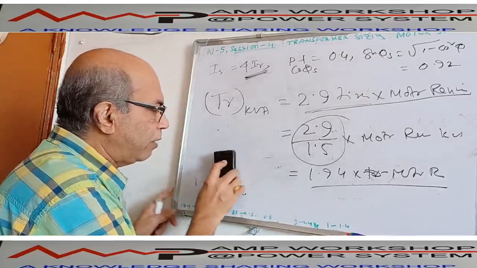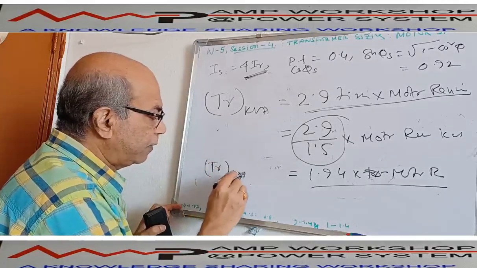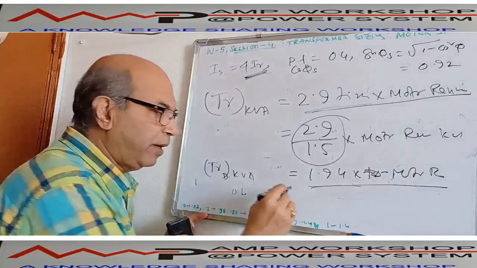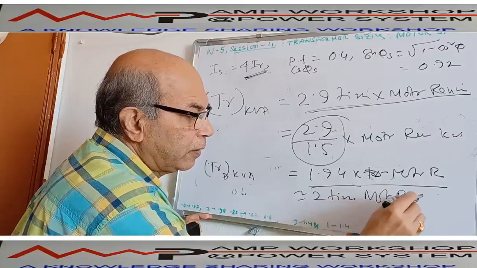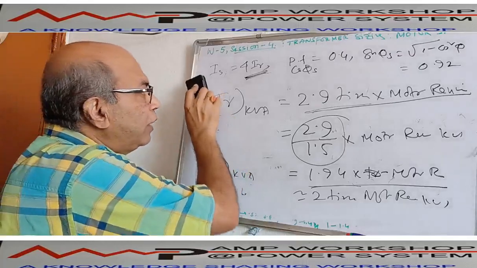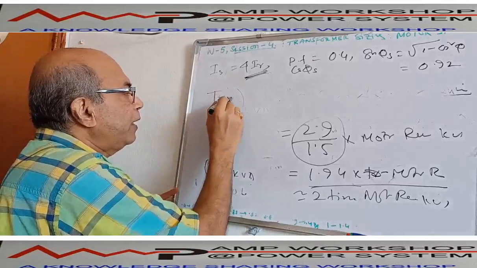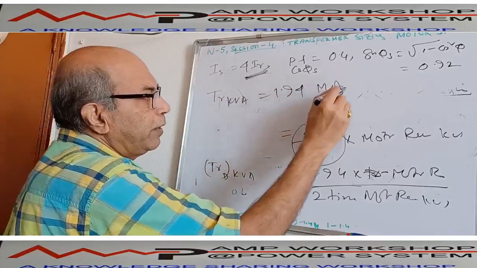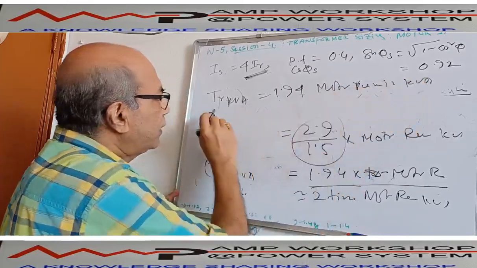So transformer KVA will be how much? Transformer KVA design is equal to 1.94 into motor starting KVA. We can approximate it as approximately 2 times the motor running KVA. Okay, that will be the transformer size. Now with this transformer size, we have to calculate. Now we have got another data over here. So our transformer KVA, how much? Transformer KVA is equal to 1.94 into motor running KVA. So this is the transformer KVA rating.